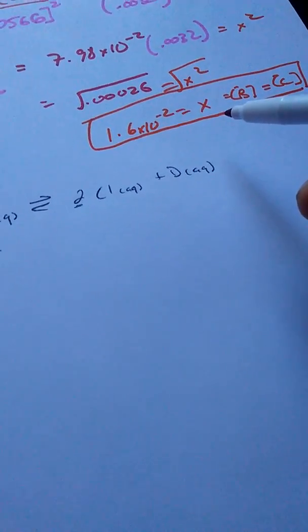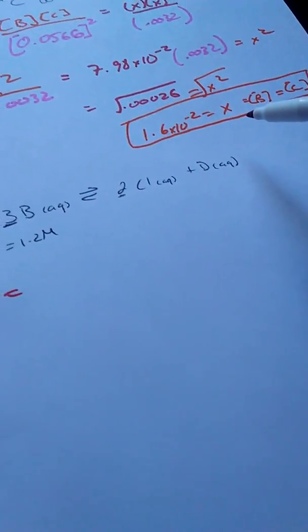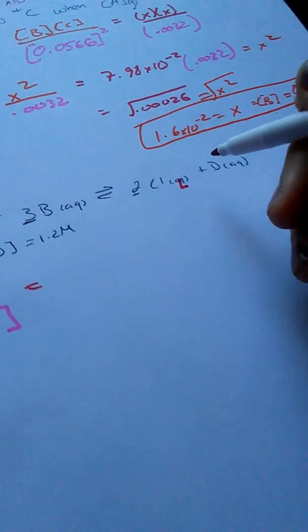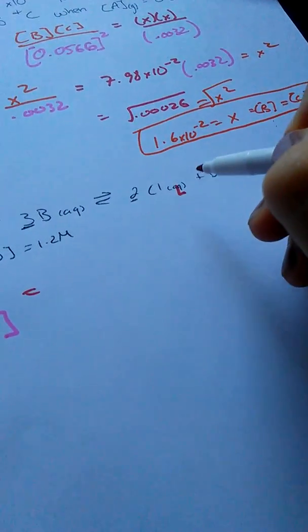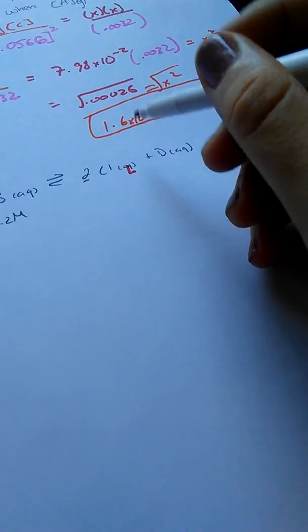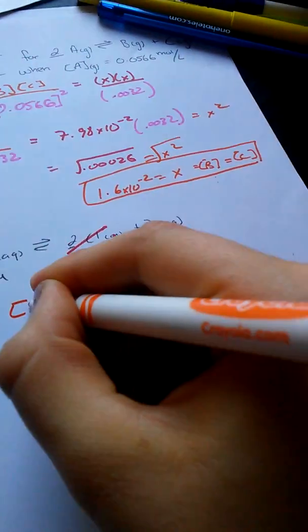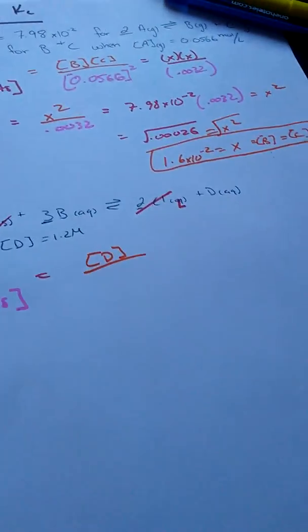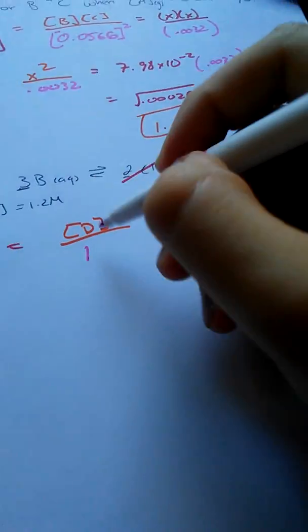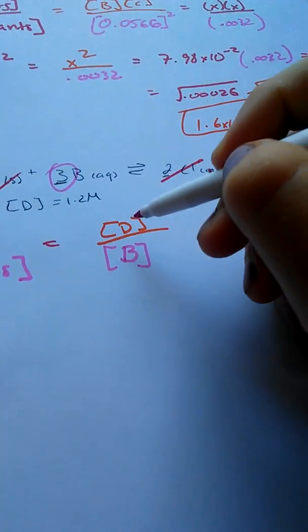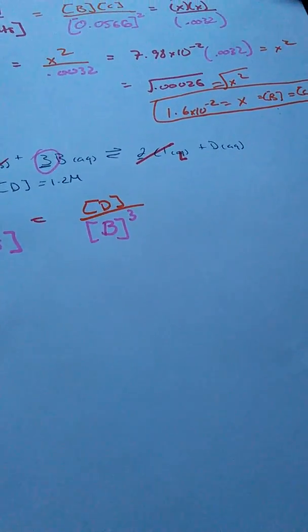And over here, in the product side, this C is liquid. Since it's not a gas or an aqueous, we don't take it into consideration. So when it comes down to writing our formula, our products is just going to be our D value, and our reactants is just going to be our B value, but it's going to be cubed since we have this 3 in there. Now we just plug in the numbers that they give us.